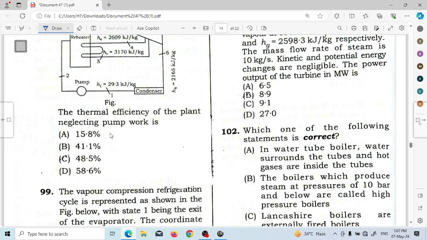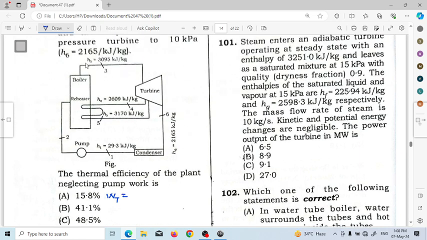So the turbine work is equal to h3 minus h4 plus h5 minus h6.